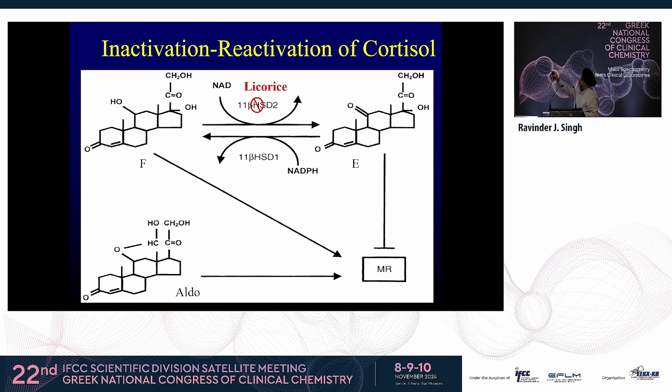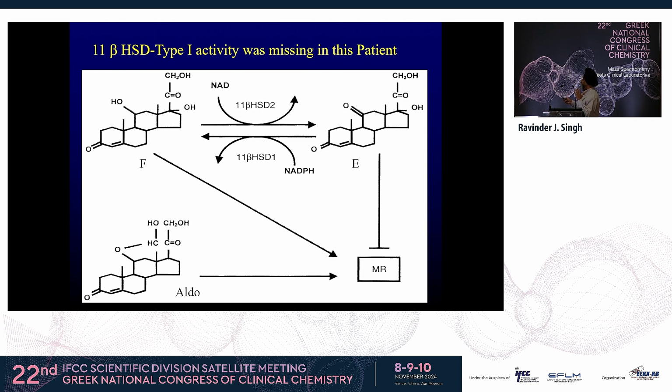And then this cortisol can also act on the mineralocorticoid receptor and cause the blood pressure to be high. So as soon as her belongings were taken away and put in the closet, she didn't have access to the licorice, she became normalized. But normally we don't use this ratio, but it can be helpful in those situations. So I'm going to move on.